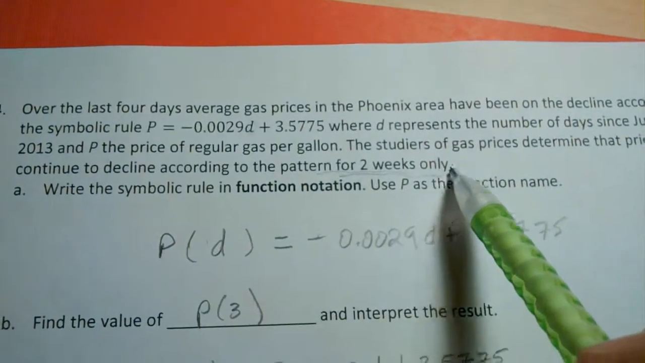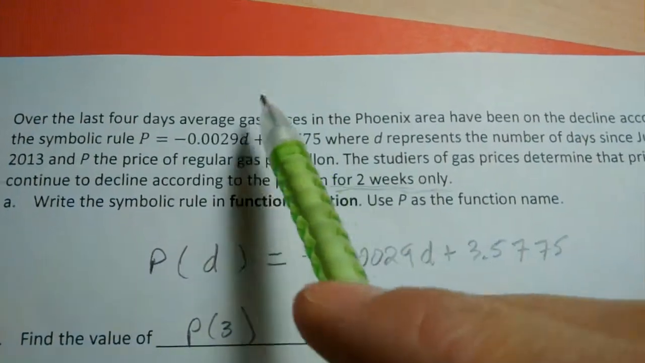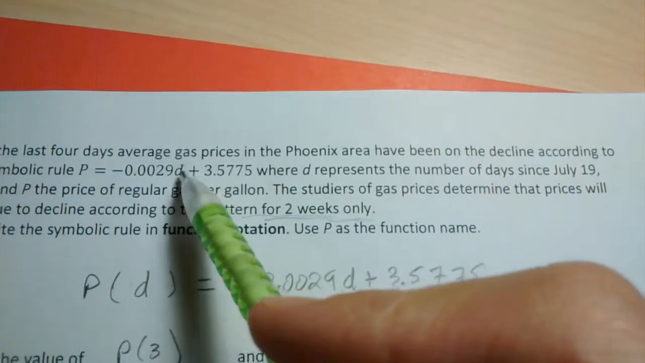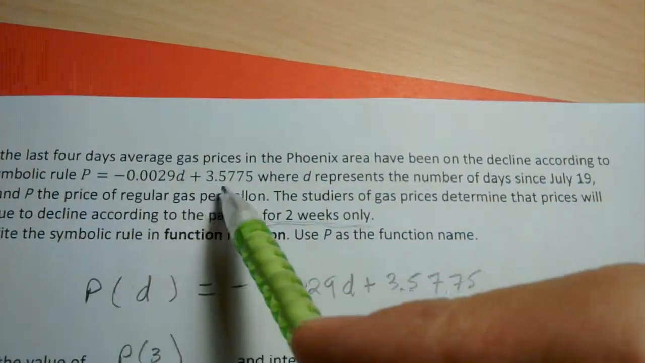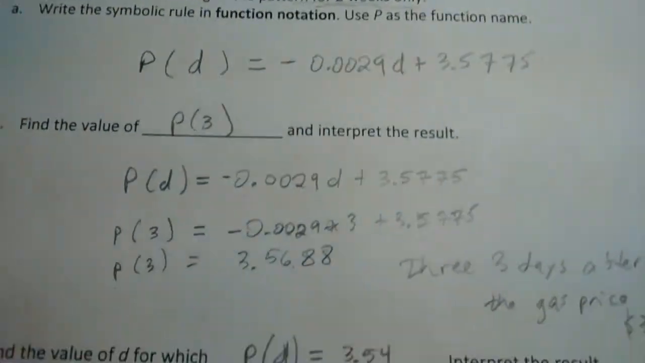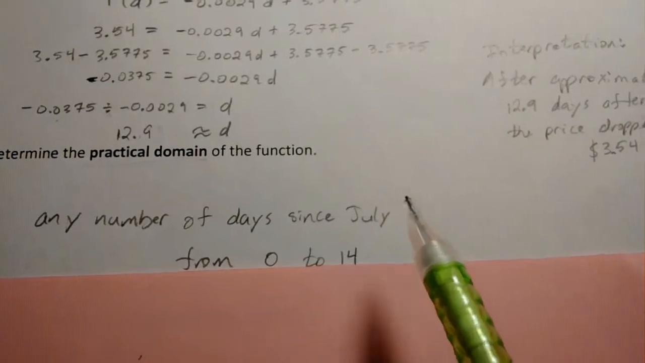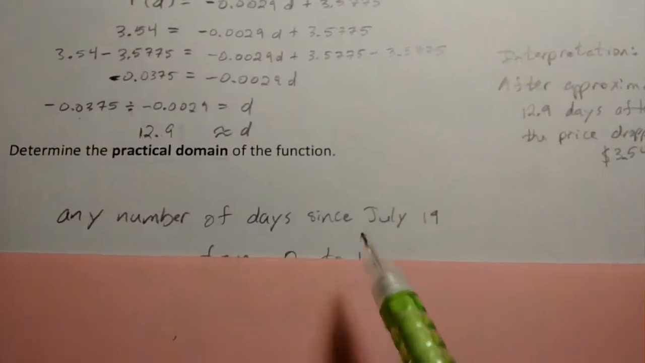So how many days is that? Well, that's 14 days. So for any number of days since July 19th from 0 to 14, this relationship will hold valid. So that's the practical domain, ladies and gentlemen: any number of days since July 19 from 0 to 14.